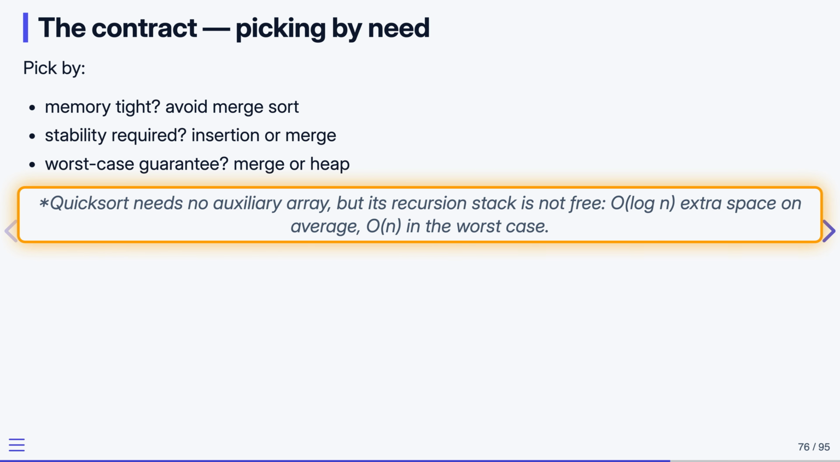One footnote about Quicksort's memory. It needs no auxiliary array, but its recursion stack is not free. O(log n) extra space on average, and O(n) in the worst case.